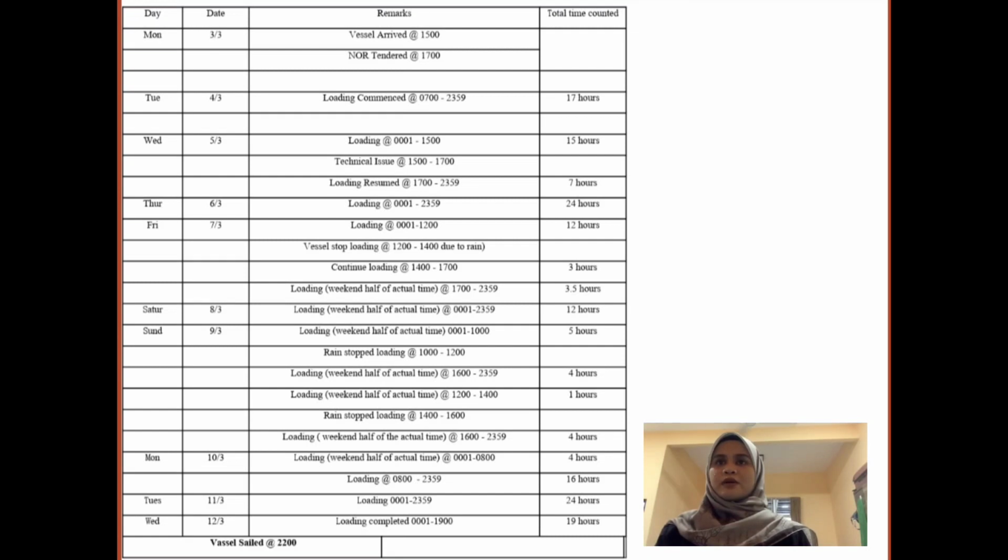Next, I'm going to talk about laytime. All the information here is what was given in the instruction, so everything in the instruction is what we are going to apply here. On Monday, 3rd of March, the vessel arrived at 15 hours. Also on Monday, 3rd of March, the notice of readiness was tendered at 17 hours. Therefore, there is no laytime calculation because the NOR has been tendered and accepted.